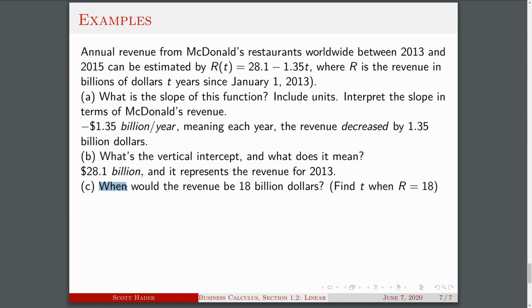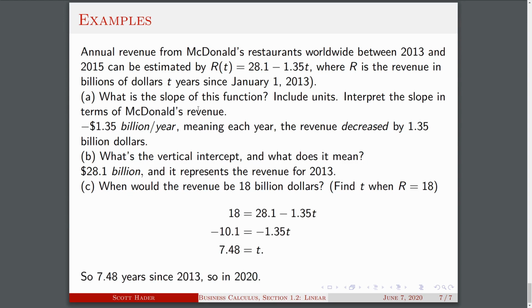So whenever it asks when, I know that usually I'm asked for an x value, and it tells me the y value in this case. So instead of giving the x value and asking to calculate what the y value is by evaluating the formula, we're doing the opposite. So we're going to put in what it gives us for the y value, the revenue, and we're going to solve for the x value. Just like this. Just solve this equation. So I'm going to subtract 28.1 on both sides. And then I'm going to divide by minus 1.35. And I get this.